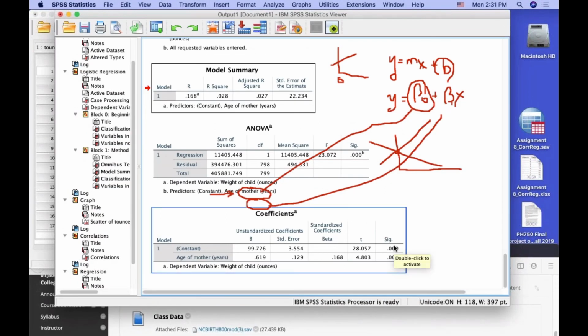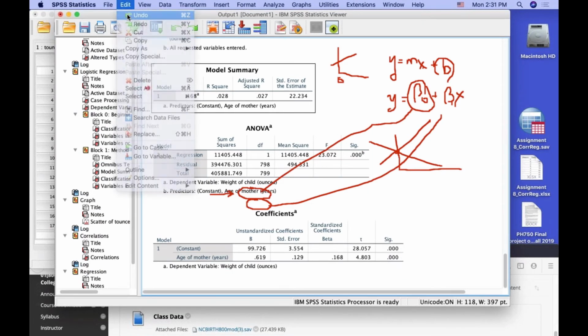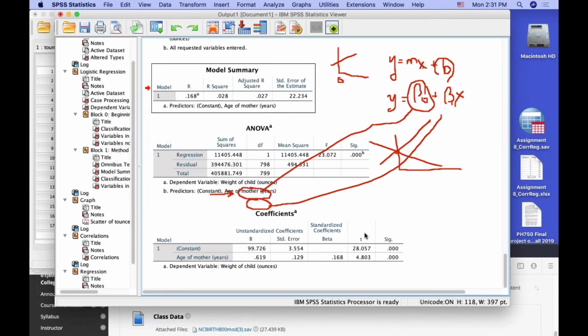Oops, I stretched that out and the line stayed still, but the table moved. That's unfortunate. Let me undo that if I can. I undo that? No, it doesn't work. Okay, but you get the idea.